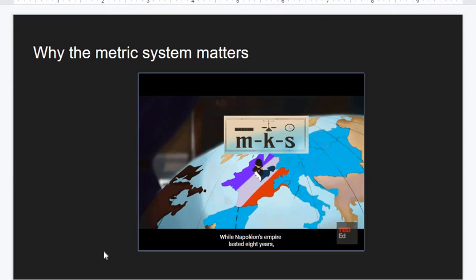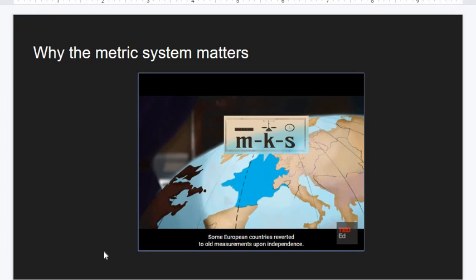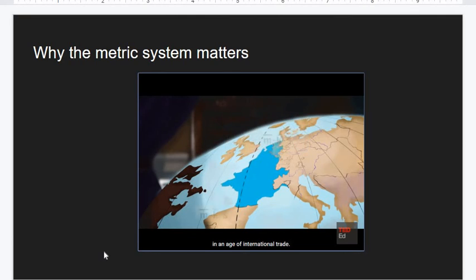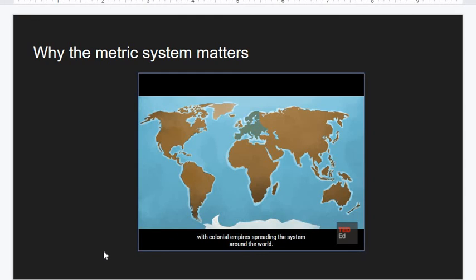While Napoleon's empire lasted 8 years, its legacy endured far longer. Some European countries reverted to old measurements upon independence. Others realized the value of standardization in an age of international trade. After Portugal and the Netherlands switched to metric voluntarily, other nations followed, with colonial empires spreading the system around the world.